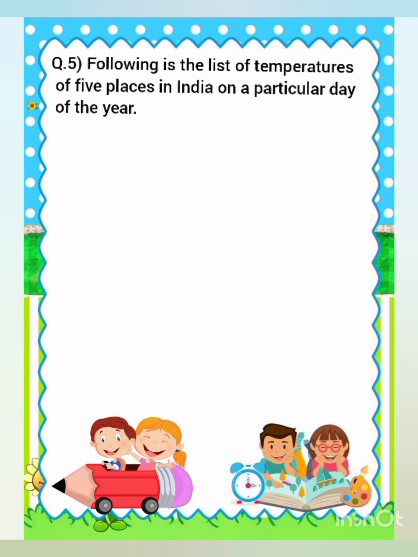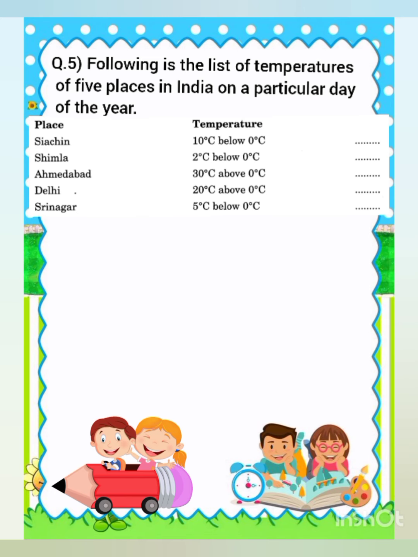Following is the list of temperatures of 5 places in India on a particular day of the year. Here, places and temperatures are given. 5 places such as Siachen, Shimla, Ahmedabad, Delhi, Srinagar. And temperatures are as follows: 10 degrees Celsius below 0 degree, 2 degrees Celsius below 0 degree, 30 degrees Celsius above 0 degree, 20 degrees Celsius above 0 degree, 5 degrees Celsius below 0 degree.